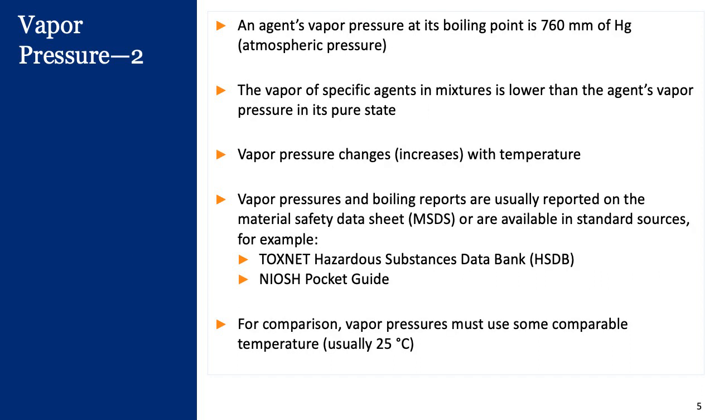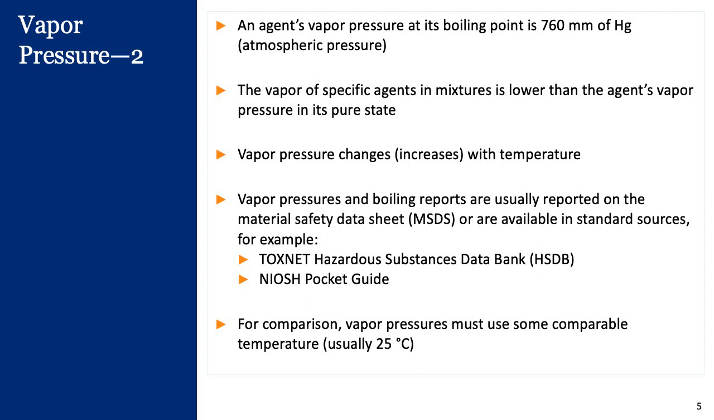A couple more bullet points here. An agent's vapor pressure at its boiling point is 760 millimeters of mercury, or atmospheric pressure. And the vapor pressure of specific agents in mixtures is lower than the agent's vapor pressure in its pure state. So, for example, if you have not just a pool of benzene in this sealed room, but a mixture of benzene, toluene, xylene, and a few other things, then the vapor pressure exerted by benzene is, in that scenario, lower than if you just had benzene in the pool. The other thing to remember is that vapor pressure increases with increase in temperature.